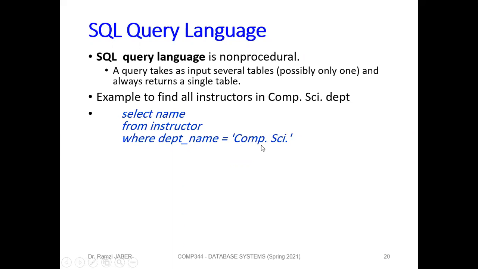In database SQL, we put single quote, not double quotation, single quotation. So where department name equals computer science. Now this code will generate from the big table for all departments, filtered by only computer science. So the output will be the names of instructors only in computer science.